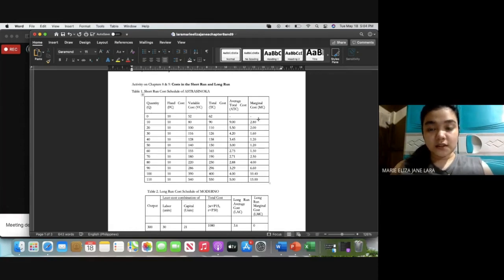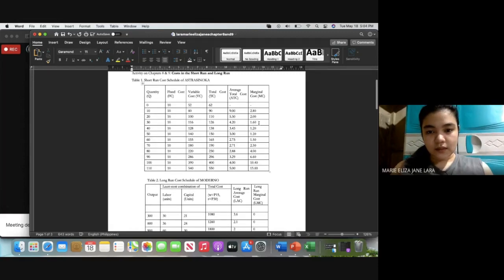For the marginal cost, what I did was divide the change in total cost by the change in the quantity. So what happened was 90 minus 62 divided by 10 minus 0. And this is the answer that I got all throughout.